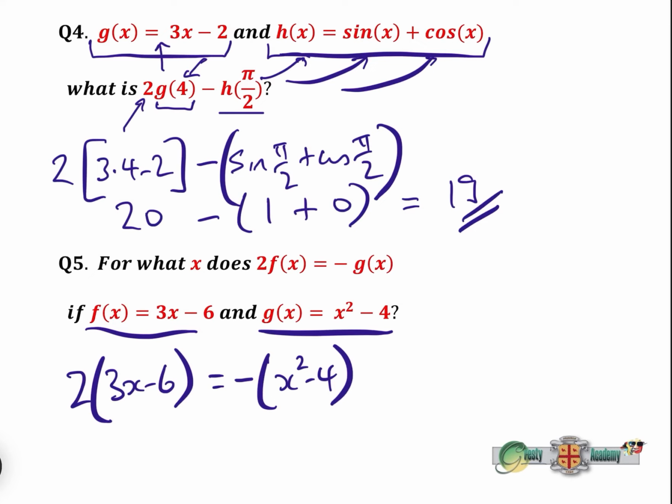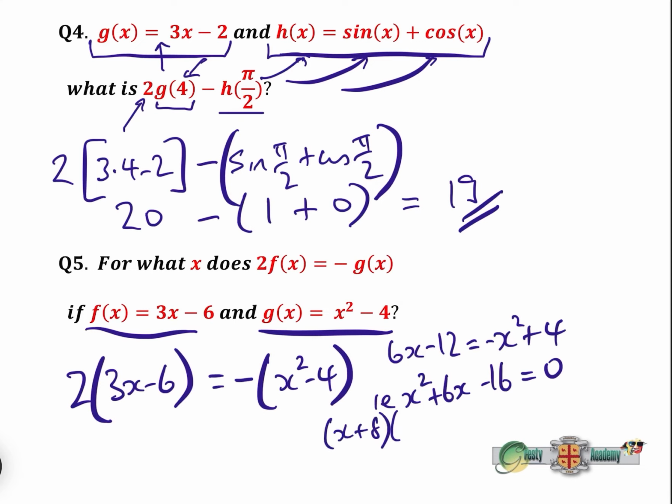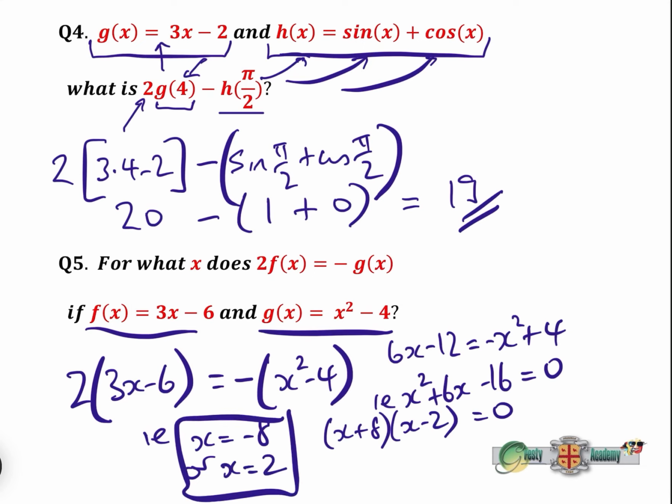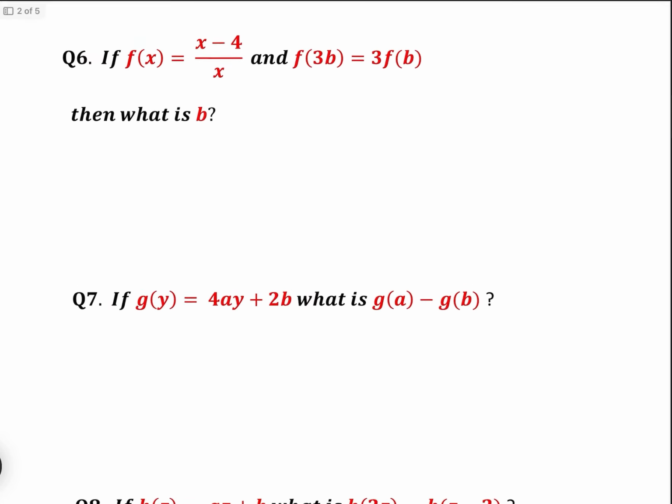Okay, now we have a quadratic here, and all we need to do is solve it. So that means that's 6x, just expanding this bracket, 6x minus 12 equals minus x squared add 4, i.e. x squared add 6x minus 16 equals 0. And we have to now just factorise that. So that gives us x add 8, x minus 2 equals 0, i.e. there are two solutions, x equals minus 8 or x equals 2, and they are the two solutions to question 5.